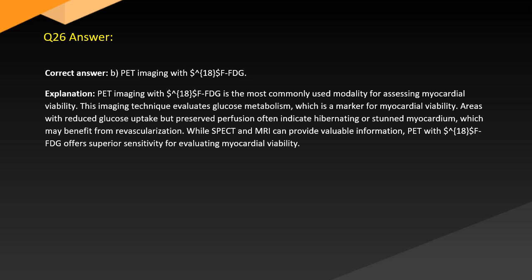Answer. Correct answer B. PET imaging with 18 FDG. Explanation. PET imaging with 18 FDG is the most commonly used modality for assessing myocardial viability. This imaging technique evaluates glucose metabolism, which is a marker for myocardial viability. Areas with reduced glucose uptake but preserved perfusion often indicate hibernating or stunned myocardium, which may benefit from revascularization. While SPECT and MRI can provide valuable information, PET with 18 FDG offers superior sensitivity for evaluating myocardial viability.